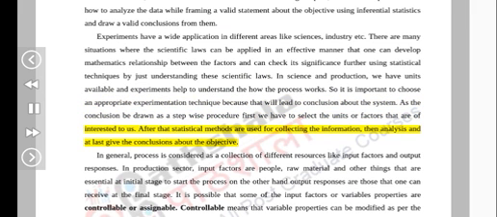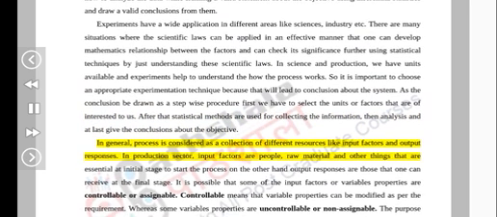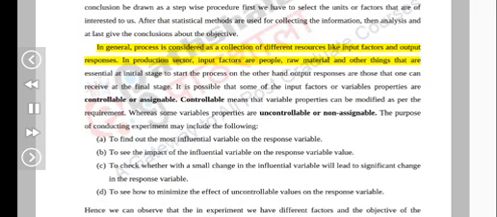After that, statistical methods are used for collecting the information, then analysis, and at last give the conclusions about the objective. In general, a process is considered as a collection of different resources like input factors and output responses. In the production sector, input factors are people, raw material, and other things that are essential at the initial stage to start the process. On the other hand, output responses are those that one can receive at the final stage.